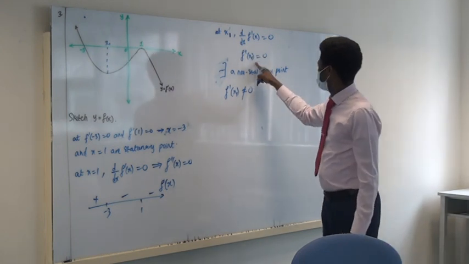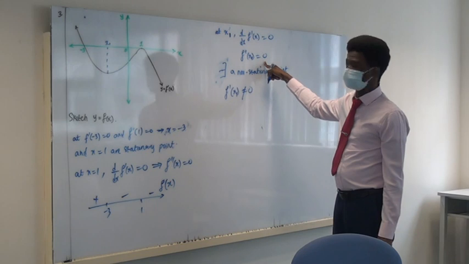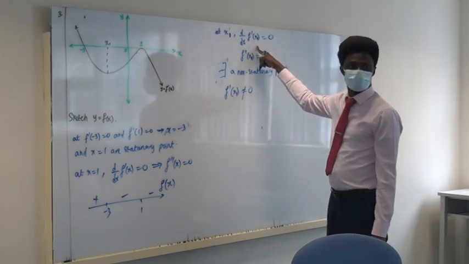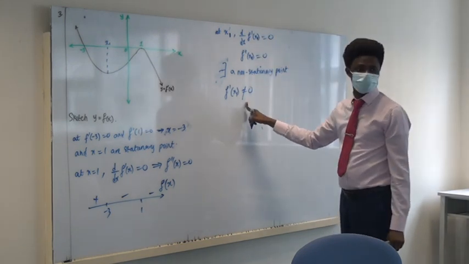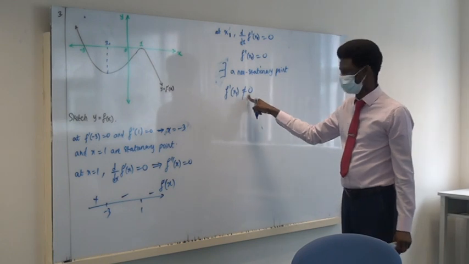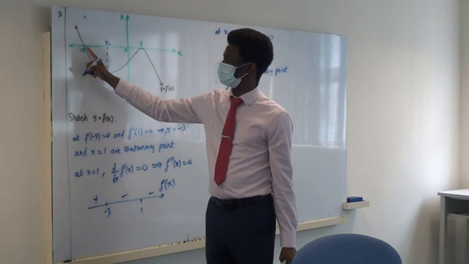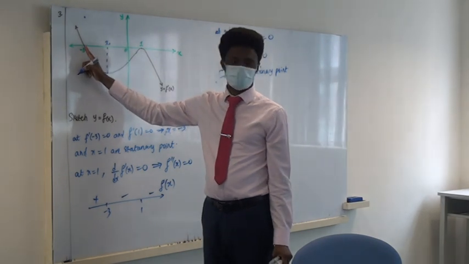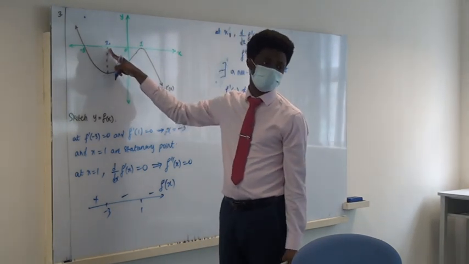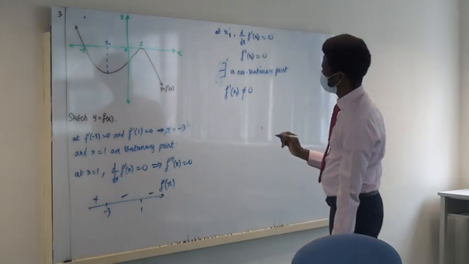Even though this happens, because this is for x1, right? But this is non-zero. How do you know this is non-zero? It doesn't cross the x-axis. That's not where it crosses the x-axis. This is where it crosses the x-axis. It doesn't cross the x-axis here. So it's a non-stationary point of inflection.